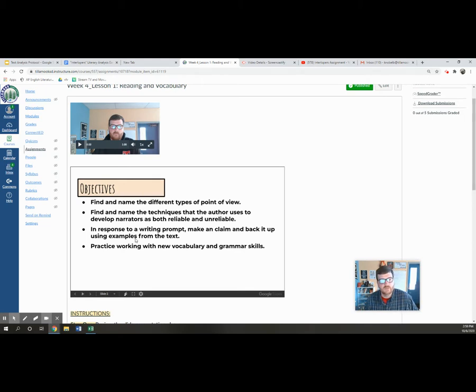Objectives: find and name different types of point of view. So point of view is first person, like I, me, my; second person, you; or third person, he, she, they. So what is point of view? We're looking at that. Then we're looking at narrators, which is the person telling the story. And a narrator can be considered reliable or unreliable. So we'll look at that. And then in response to a writing prompt, by the end of the week, you're going to make a claim, which means just to tell me your opinion, and then back it up using some examples from the text. And then we're going to practice new vocab and grammar as we go.